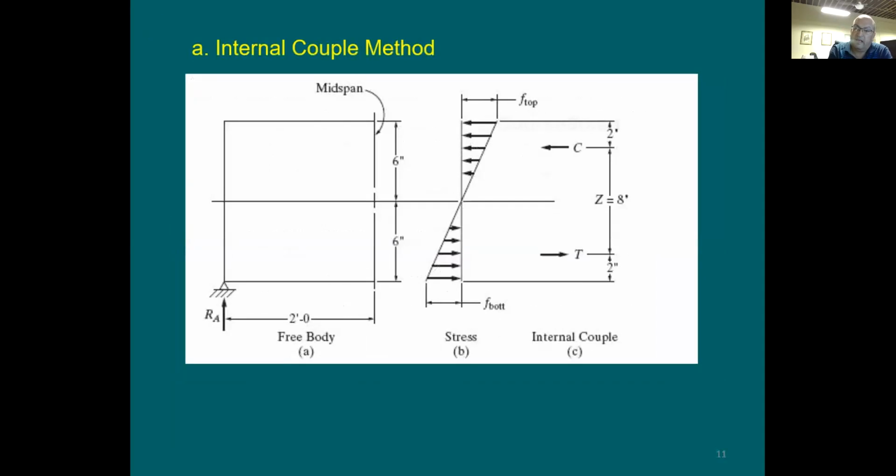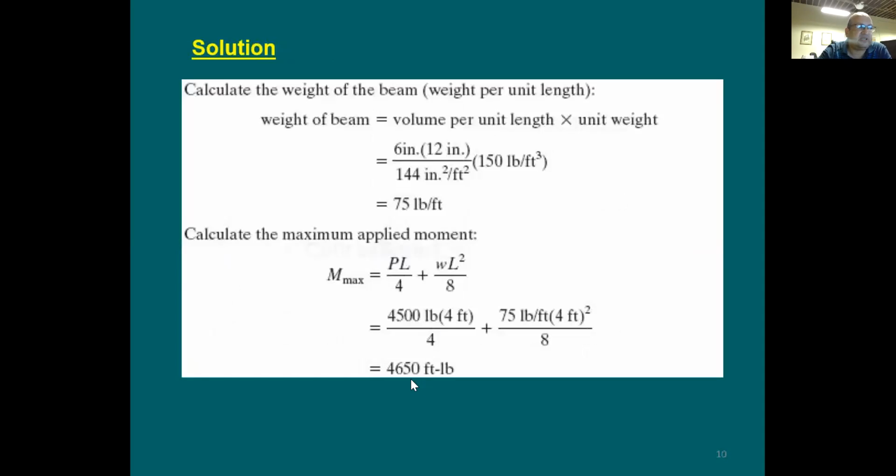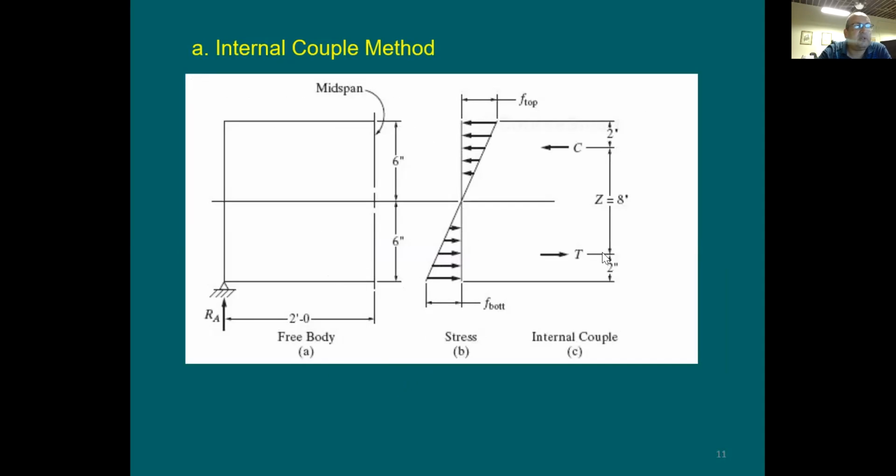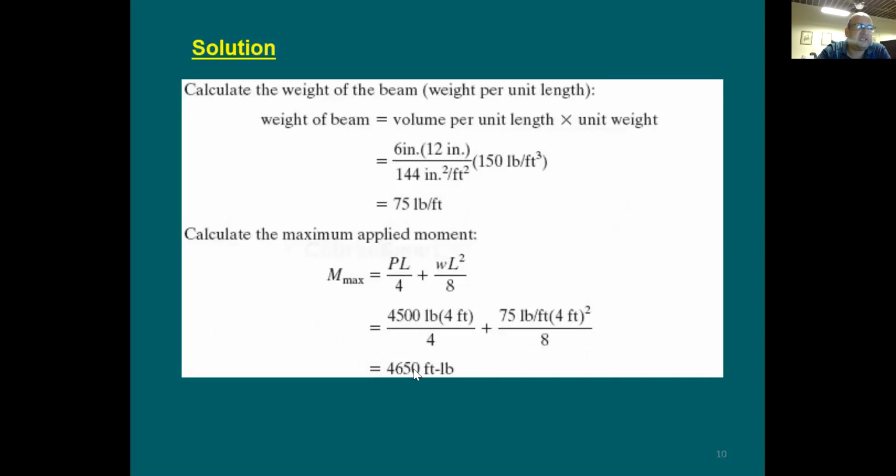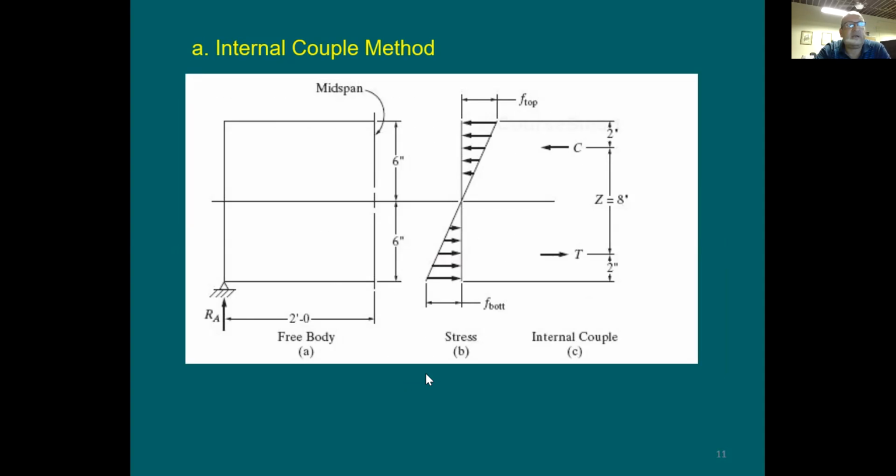Okay, listen to this. As long as this beam is stable. What does it mean by stable? Which means it's not falling apart. The external moment has to be exactly equal to the internal moment. Which means this external moment that I've just calculated, the 4650, is going to be equal to 8 times C or T. Which means 8C is going to be equal to 4650. So what do you do with this? You can figure out C or T. Does it make sense? Yes. All right, very good.